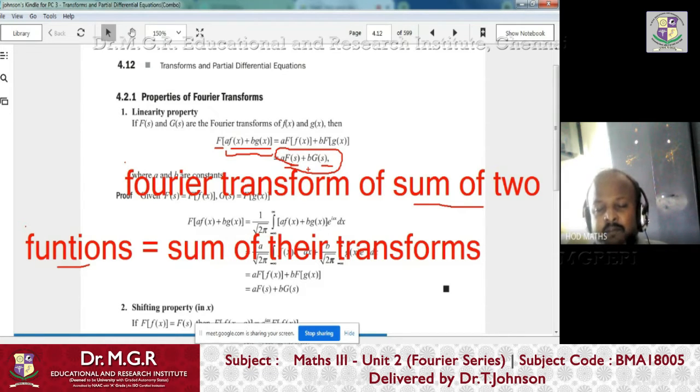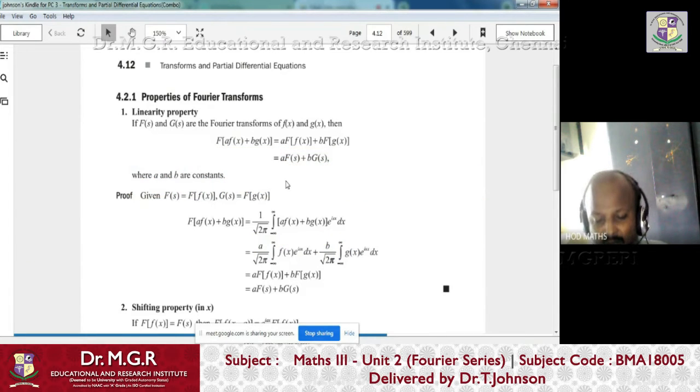So whenever a bigger function is given, you can simply find the Fourier transform for each and every function separately, and then you can add. That is the meaning. Whenever a big function is given, like x square plus cos x plus log sin x, then you have to find the Fourier transform for each and every function separately, and then you can add them. Okay, that is the meaning of this property. But how to prove it?